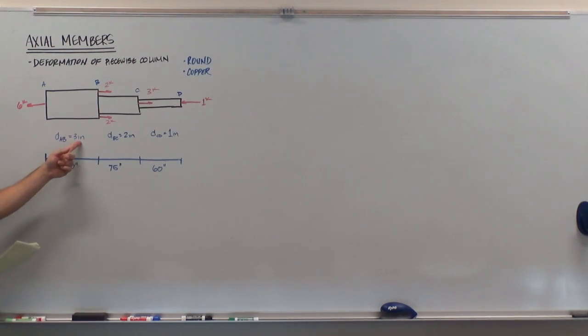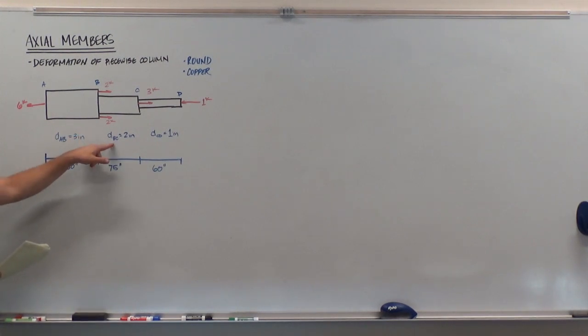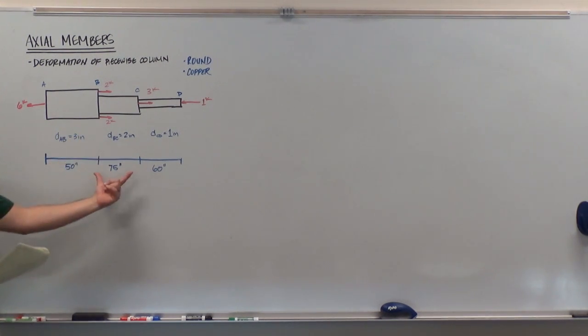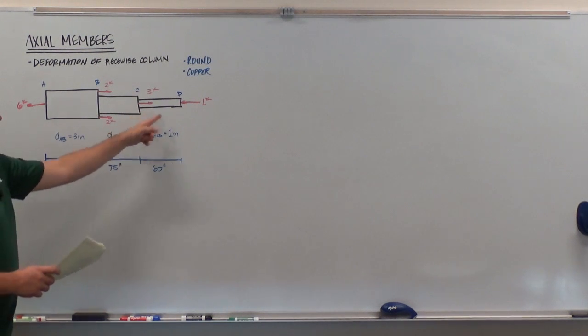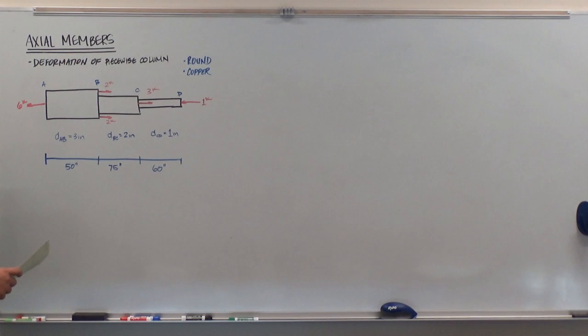Section AB has a diameter of 3 inches. It's 50 inches long. Section BC has a diameter of 2 inches. It's 75 inches long. Section CD has a diameter of 1 inch, and it's 60 inches long. And we can see that there are various external loads applied.